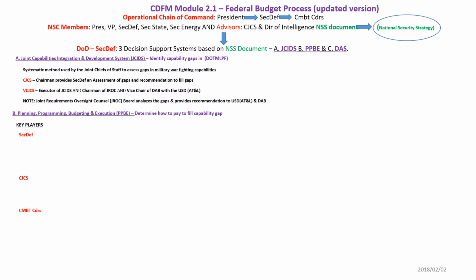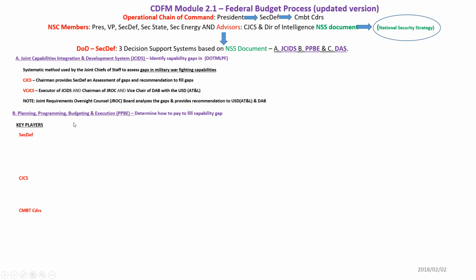The trigger in the DOTMLPF that will send you to the acquisition system is if they determine, so the JROC, the board, and the Vice Chairman of the Joint Chiefs of Staff, that the solution to fill the gap is a materiel solution, the M, materiel. We need better vehicles, we need new aircraft. If it's a materiel solution in the JCIDS, this is what triggers the acquisition system. But we'll talk about acquisition in a little bit.